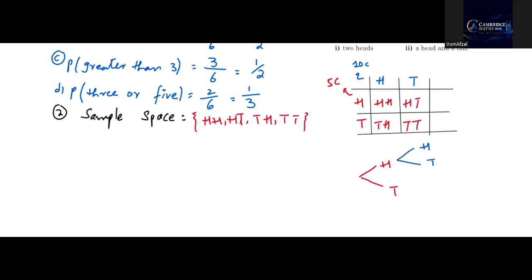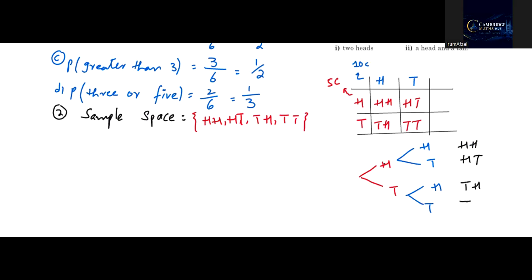Like we need to check how many possible outcomes we can have with these. So we can have again 4 possible outcomes: head, head first of all, then head, tail, then we have tail, head, and then we have tail and tail.